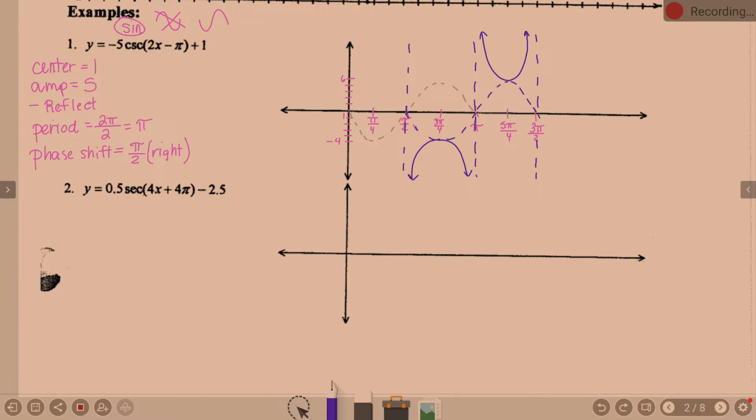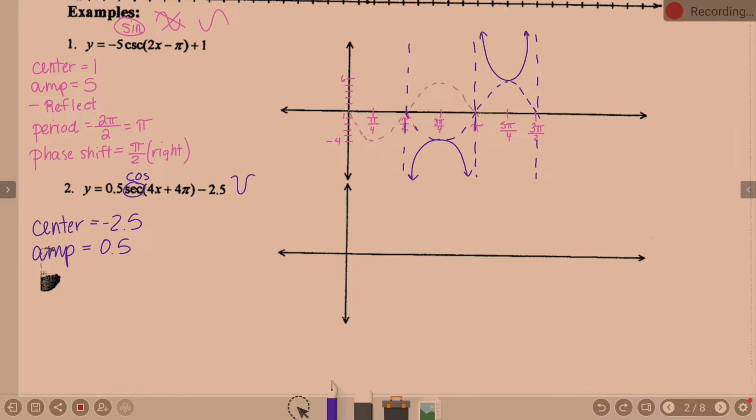Picking up on number 2, so we can get into the swing of these secant, cosecant curves. What do you know about number 2? You guys started writing information down. What can you tell me? Center line is negative 2.5. It's secant, so that means cosine. Amplitude is 0.5. It is a secant graph, which means we are going to have to start off drawing a cosine graph, which looks like a valley.